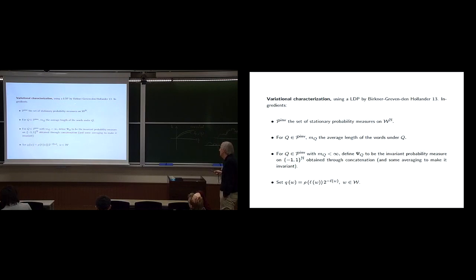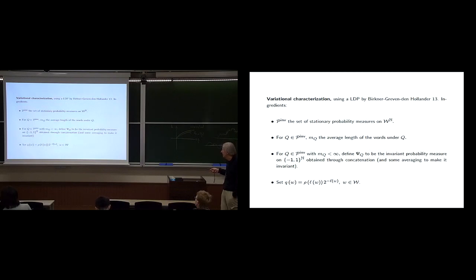So it's actually based on a relatively recent large deviation principle by Birkner, Greven, and den Hollander. I want to explain it a little bit, but I have to be a little quick. Just to see how complicated it is: you look at the set of stationary probability measures on this infinite product space on words. So W were the words, these finite length plus minus 1 sequences. The average length under the probability distribution Q I call m_Q, and if this average length is finite, I can use this concatenation mapping, mapping this set into the set of infinite length -1,1 sequences through concatenation.